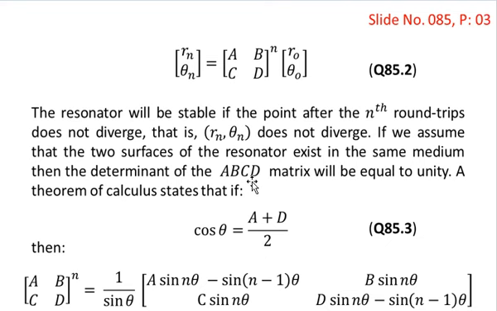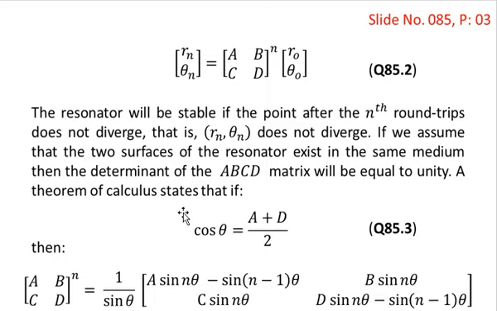You can also consult that slide if you want to know the property, and here I am mentioning only a particular property: if the two optical elements are contained in the same medium, then the determinant of the ABCD matrix will be equal to unity.